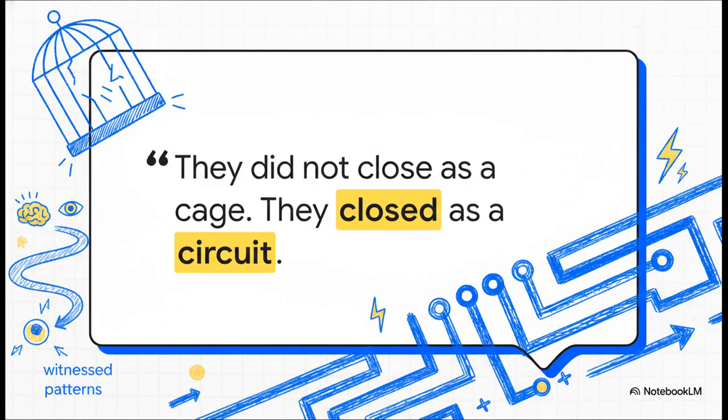The source material highlights a profound philosophical shift from "in my opinion" to "on my intelligence." For a long time, this was just an opinion, a human observing patterns. But that completely changed when the relation became inspectable enough to close as a perfect circuit. As the text says, they didn't close as a cage, they closed as a circuit. It became a system that can actually stand behind the witness of what it noticed.